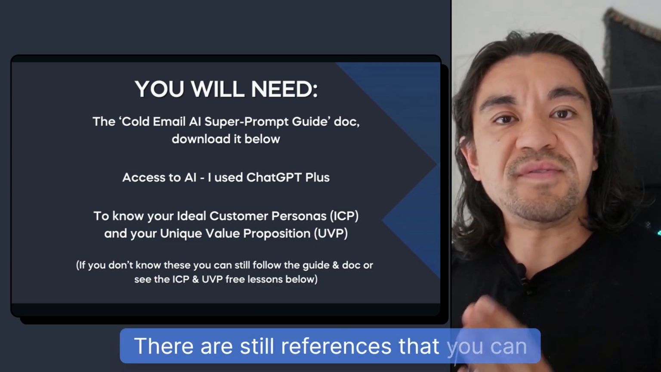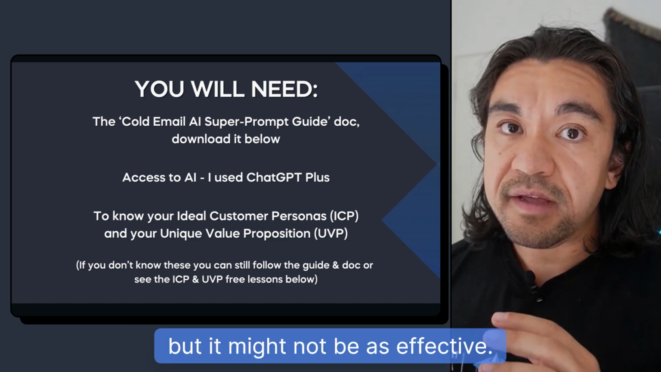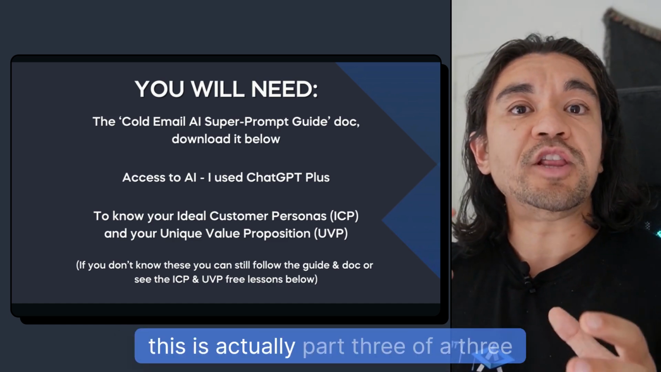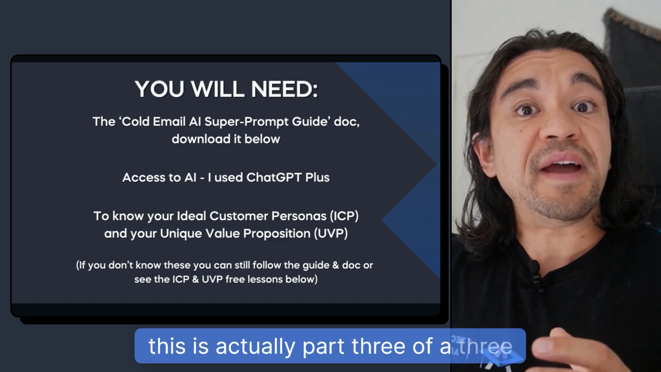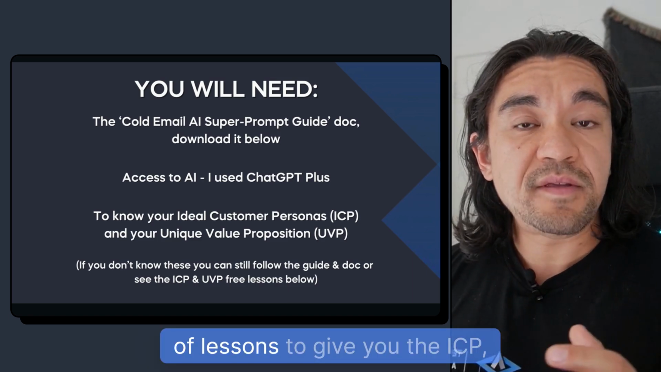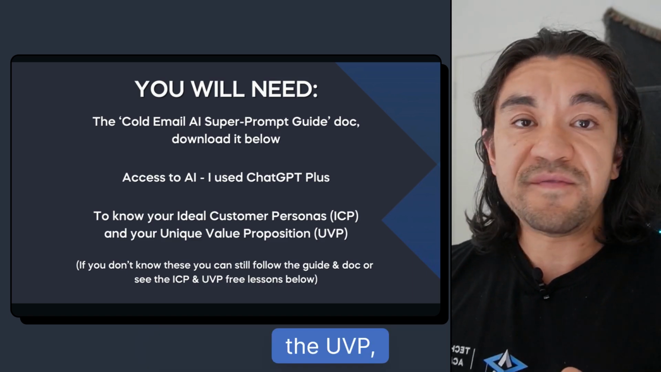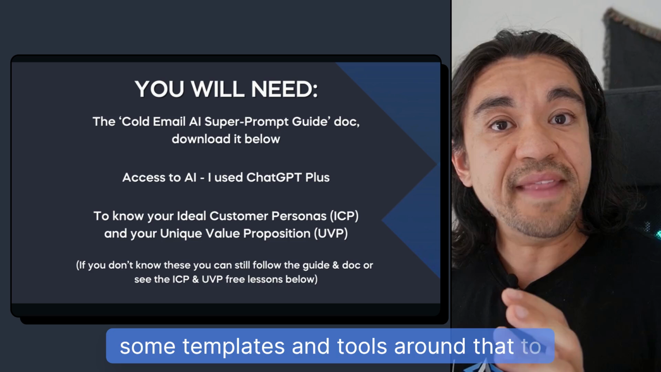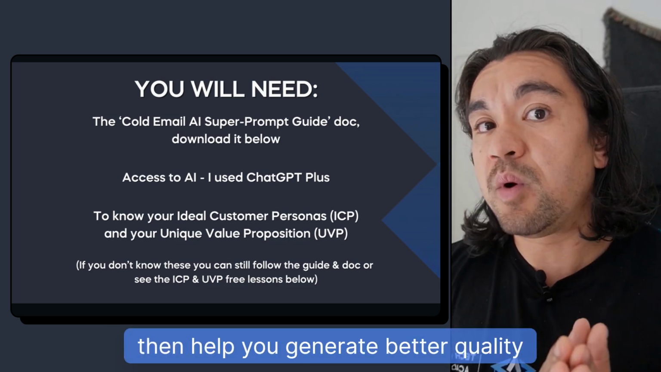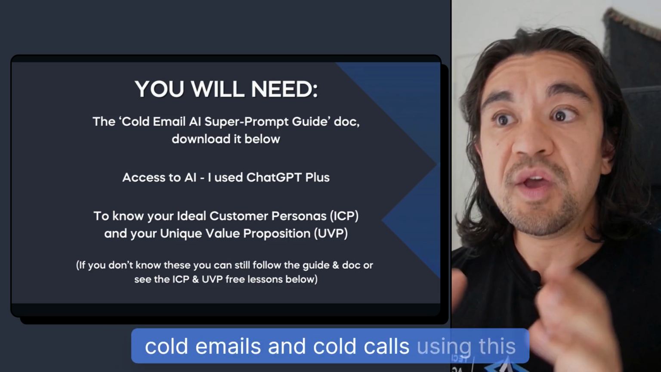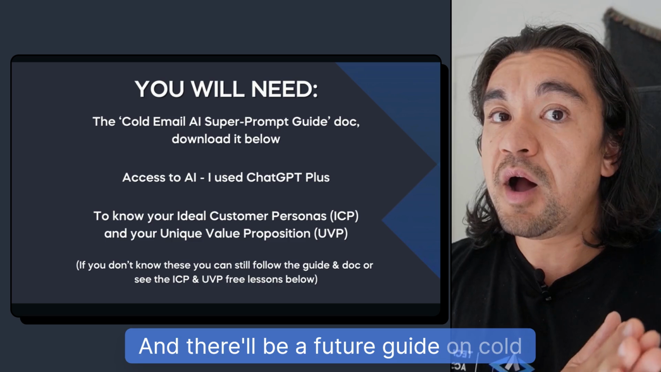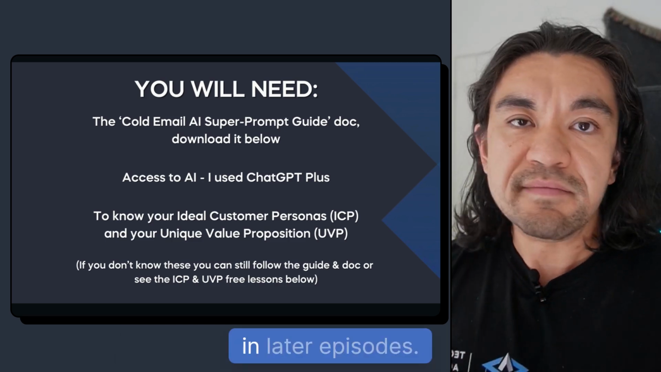There are still references that you can use, but it might not be as effective. Alternatively, this is actually part 3 of a 3-part series of lessons to give you the ICP, the UVP, some templates and tools around that to then help you generate better quality cold emails and cold calls using this guide, and there'll be a future guide on cold calls in later episodes.